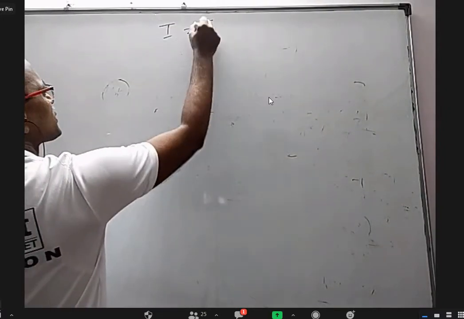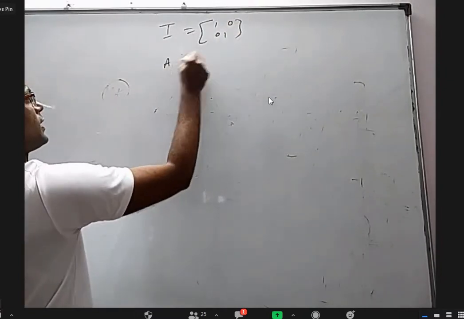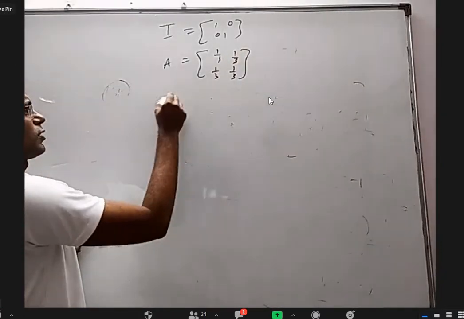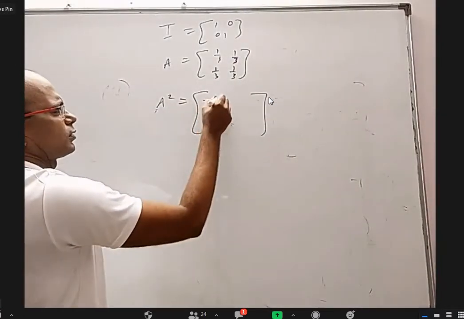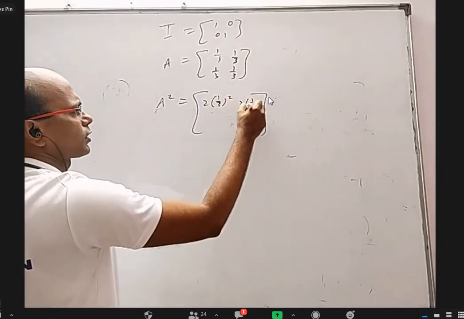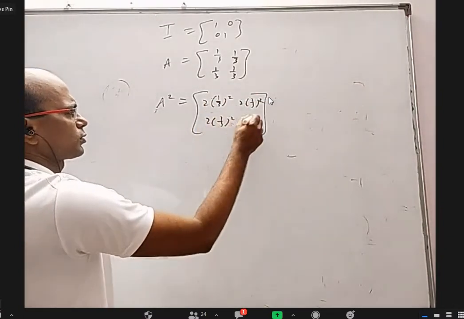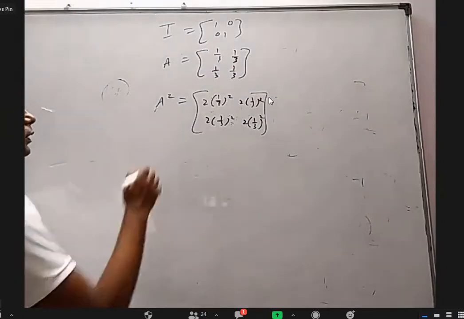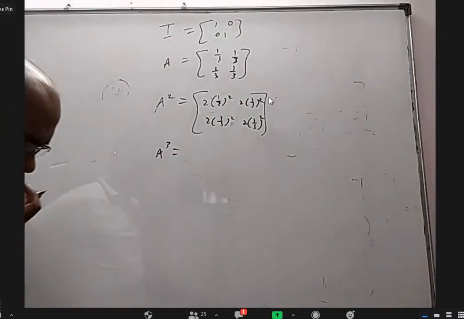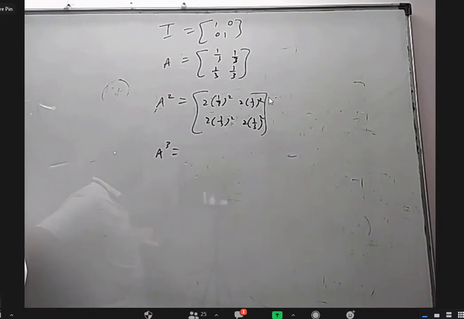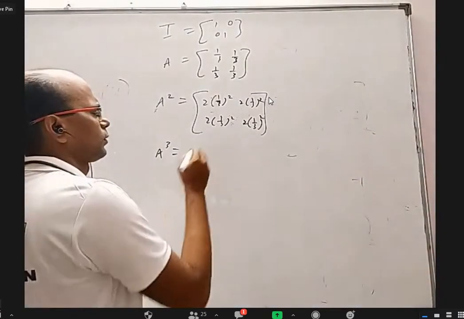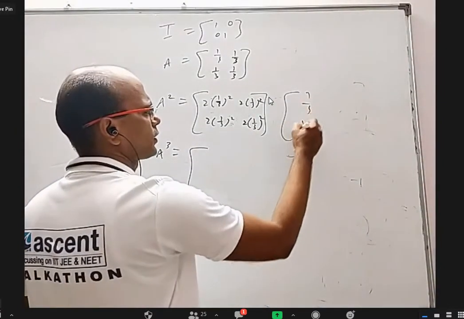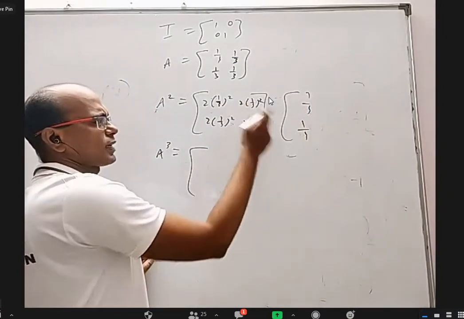Okay. Identity matrix is 1 0 0 1. A is 1 by 3, 1 by 3, 1 by 3, 1 by 3. If you find A square, you will get 2 times 1 by 3 whole square in every entry. That's correct? Yeah. If I find A cube, what will come? 3 into 1 by 3 whole cube, sir. 3 into or 4 into? Multiply again with 1 by 3, 1 by 3. This into this is 2 times 1 by 3 whole cube. This is another 2 times 1 by 3 whole cube.